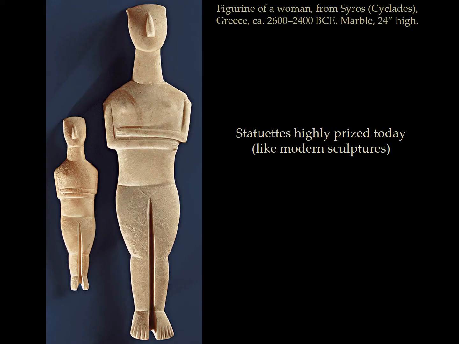Now, the art that we find in Cycladic culture is going to be one that is highly geometricized and generally depicting women who are found in the graves of this culture and their people. Here, the figurine of a woman from Syros in the Cyclades from 2600 to 2400 BCE is going to be a good example of the type of sculpture we find in this area.